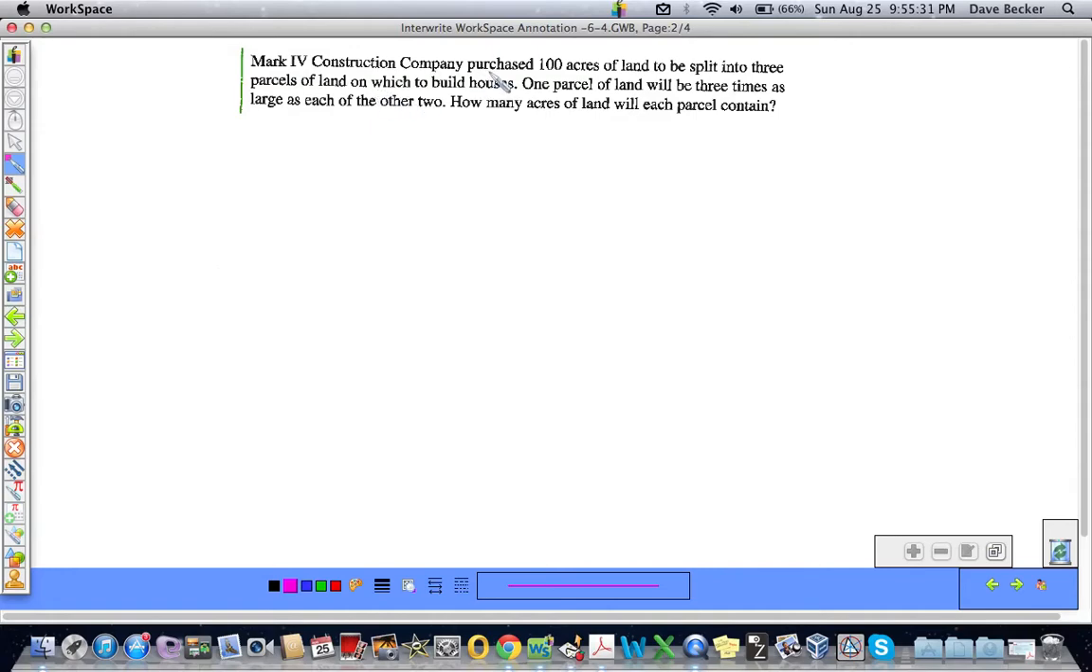Mark IV Construction Company purchased 100 acres of land to be split into 3 parcels of land on which to build houses. One parcel of land will be 3 times as large as each of the other 2. How many acres of land will each parcel contain? All right, so we have 3 parcels of land. We have the first one, we have the second one, and we have the third one.